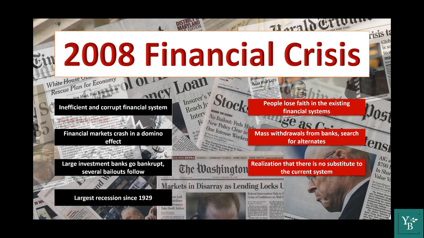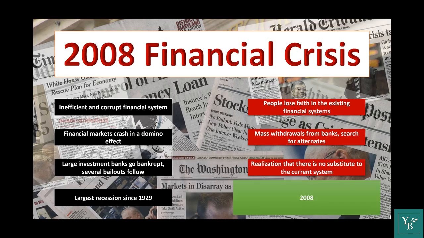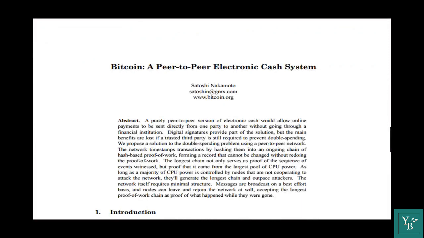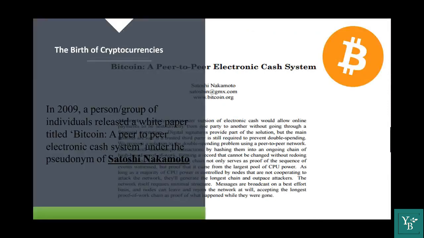And then we came to the year of 2008. Towards the end of 2008, a group of individuals or a single individual under the pseudonym of Satoshi Nakamoto released a white paper that was titled Bitcoin, a peer-to-peer electronic cash system. This white paper was so revolutionary, it challenged the very concept of money and the whole concept of having an intermediary to handle that money.